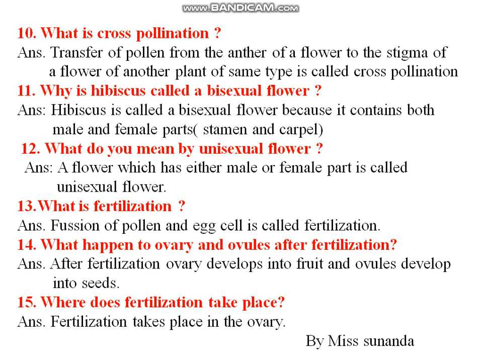Now, what happens to the ovary and ovules after fertilization? After fertilization, the ovary develops to form fruit and ovules develop to form seeds. So, seeds are produced from ovules and fruits are produced from the ovary. Now, where does fertilization take place? Fertilization takes place in the ovary. Always fertilization takes place in the ovary. So, actually it's a very short chapter and very few questions are given from here.